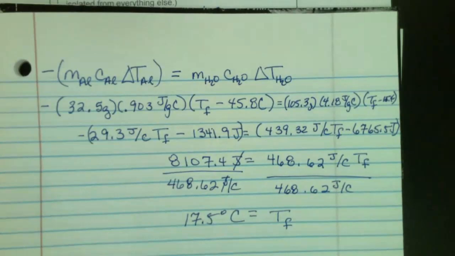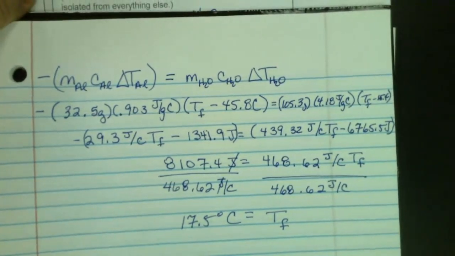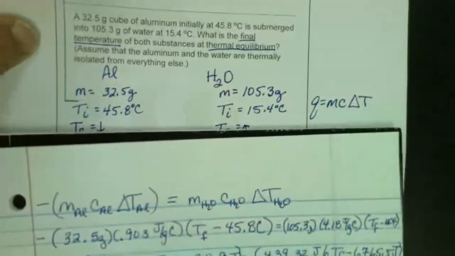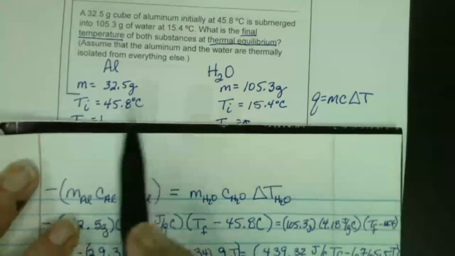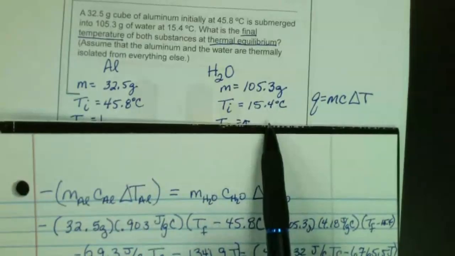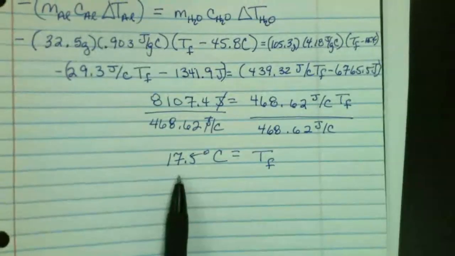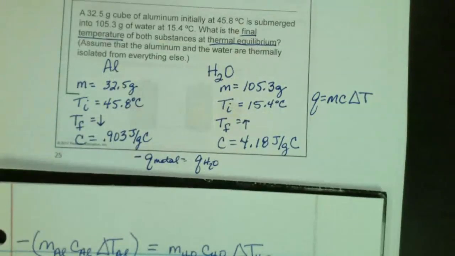Now I'm going to ask myself, does this make sense? Is this answer somewhere between the initial value of the water and the metal? Well, my T initial for aluminum was 45.8. My T initial for water was 15.4. So yes, is it between those? Yes, it is. However, it's not the average of those. And that's one thing that people really kind of get tripped up on. They're like, oh, okay, I'll just add those two temperatures together, divide by 2, and that's what it is. No, that's not how that works.